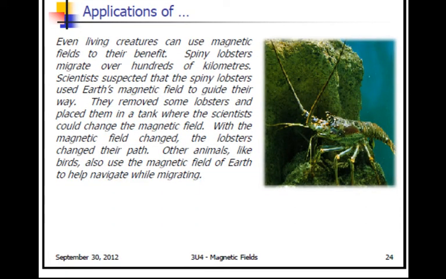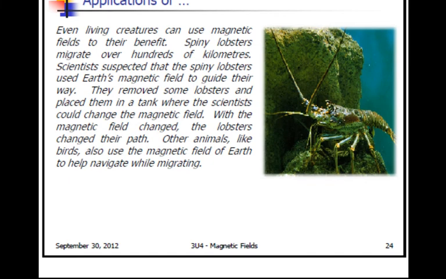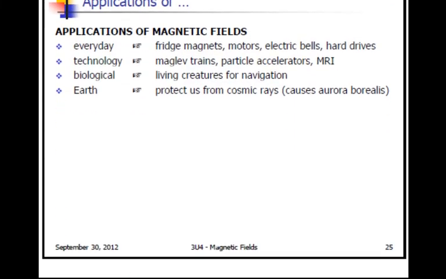There are living creatures that can detect the magnetic field and use it. Birds use the magnetic field of the Earth to travel when they're migrating, but spiny lobsters also move generally north or south depending on where they want to go, and they use the Earth's magnetic field to guide their way. So here are some applications of magnetic fields.